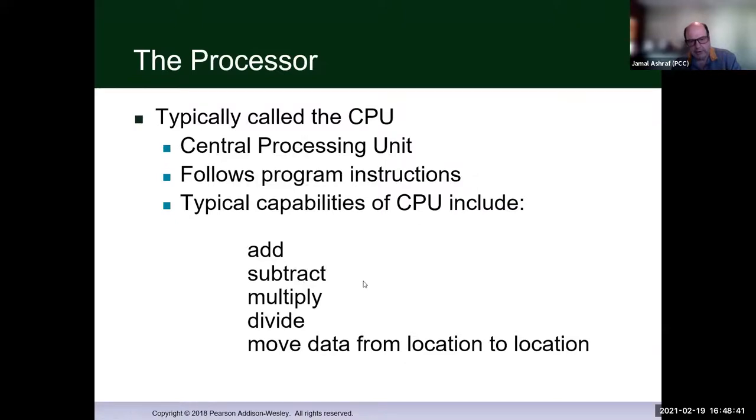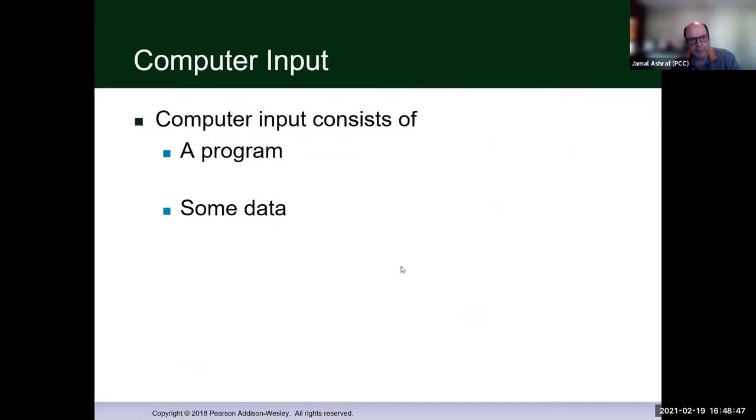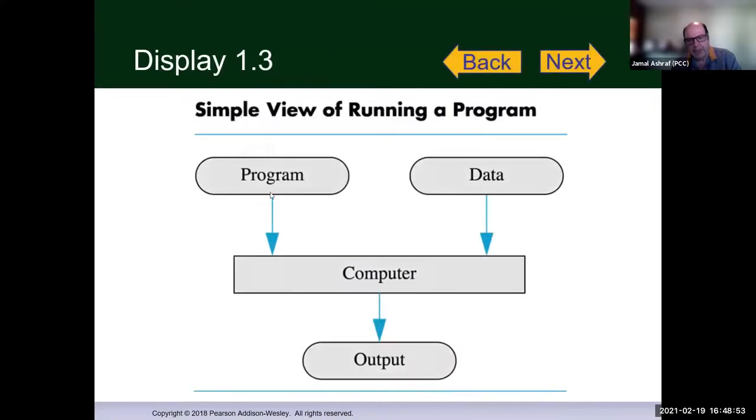So we talked about this operating system. So we have our program, we're going to be writing the program. This program is going to need some data. The program is going to process this data through the computer and it's going to give us some output.